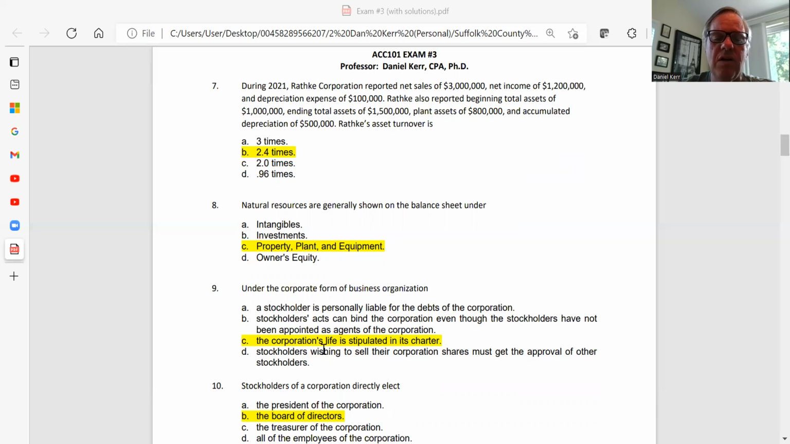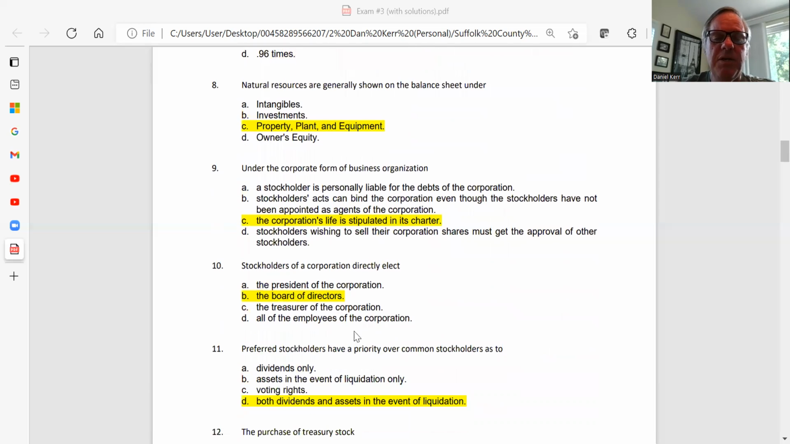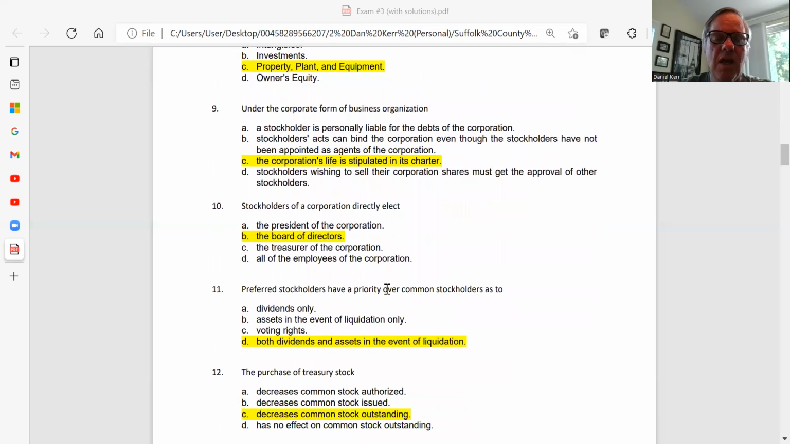So the corporate charter is what they get from the state that gives them the right to carry on business like an individual. Number 10, stockholders of a corporation, they elect the board of directors. They don't vote for the president of the company, the treasurer, or the key employees, who would be hired by the board of directors. So the stockholders don't vote for them directly. They basically vote for the board of directors. So the answer there is B.